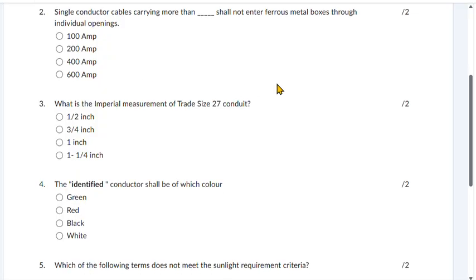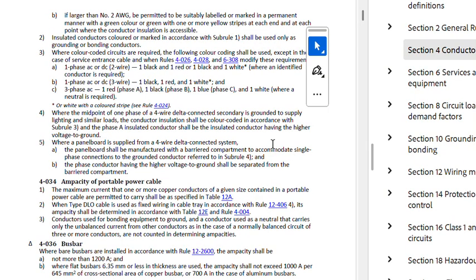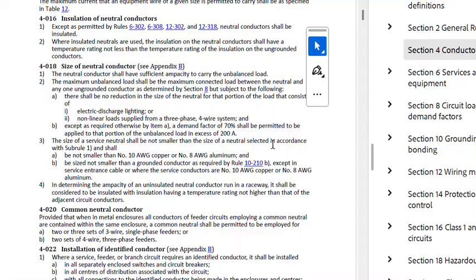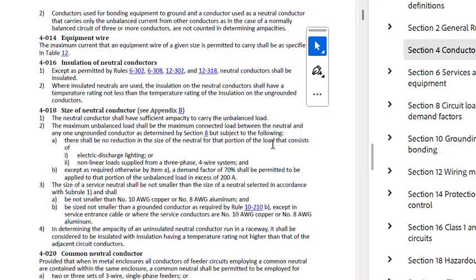Question 2: single conductor cables carrying more than something shall not enter ferrous metal boxes through individual openings. So this is a safety consideration. If you have too much current, you don't want to stick really high current carrying conductors through some metal box openings, for safety purposes. So I'm going to find that up in Section 4.